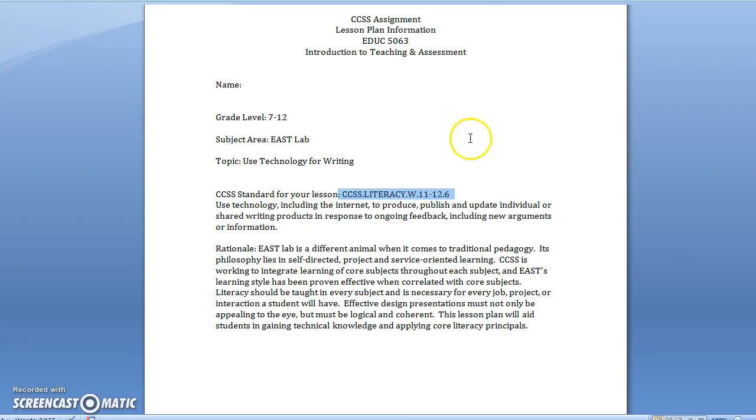Okay, I'm going to make this a little bigger. You can see that she has that exact same wording here. So I would like for you to put the nomenclature for your standard, but to also write out what the standard says.